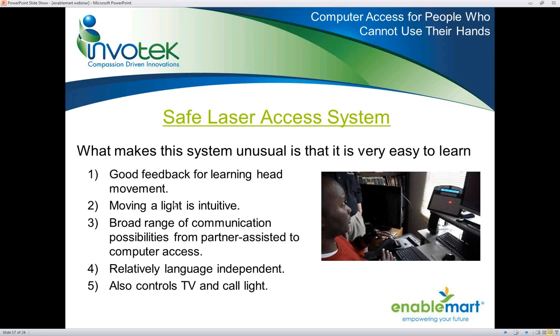What makes the system unusual is that it provides good feedback for learning head movement. So moving your head around and moving the light around, it gives you really nice feedback. Moving a light's intuitive. There's a broad range of communication possibilities. This is one of the few augmentative communication devices, I think, or assistive technology devices out there, where you can start out being very, very easy to use by saying, let's do partner-assisted spelling.